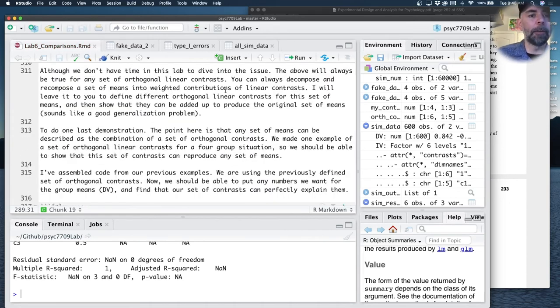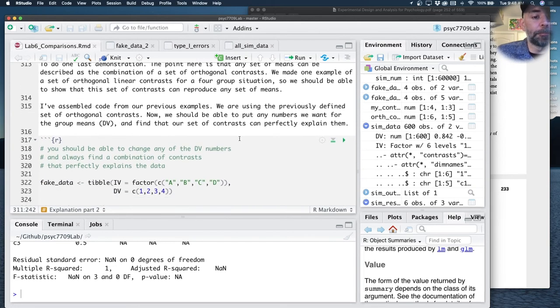Okay, so I don't have time to dive into this right now. The above will always be true for any set of orthogonal linear contrasts. You can always decompose and recompose your set of means into weighted contributions of orthogonal linear contrasts. This will probably be one of your generalization problems for today's lab. I want to do one more demonstration.